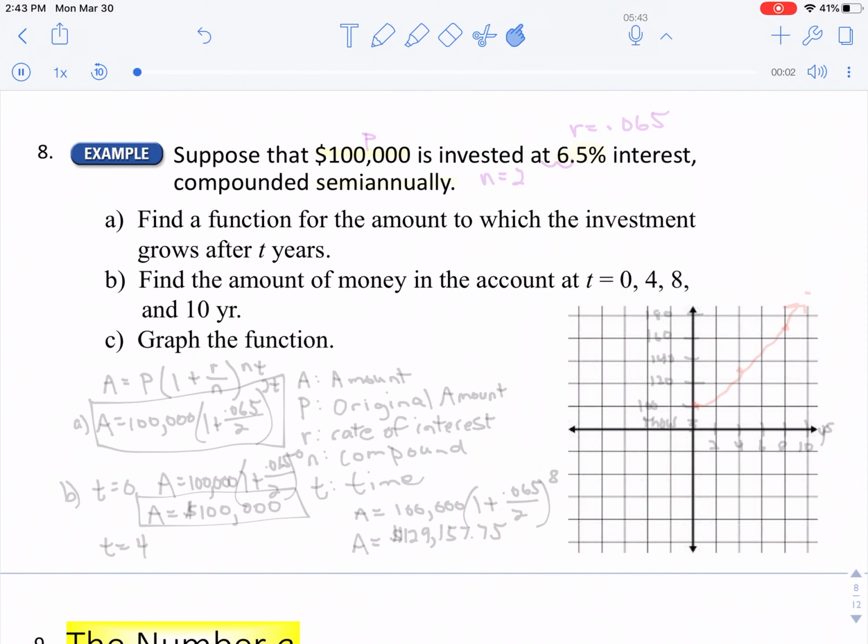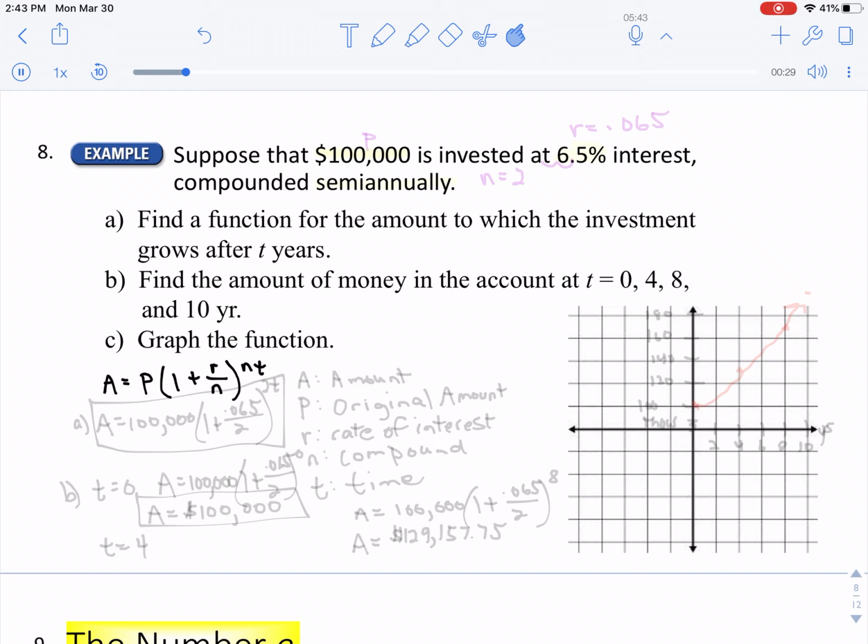This is section 5.2, problem number 8. For this problem, we're going to use the formula which can be found on the previous page. The formula is A equals P, parentheses, 1 plus the rate of interest over how often it's compounded, all raised to the nt power.